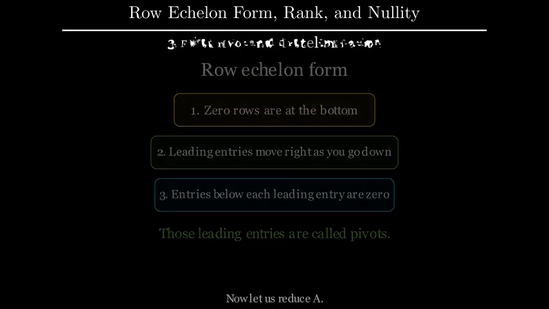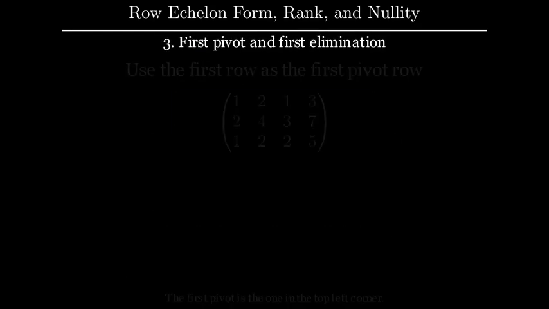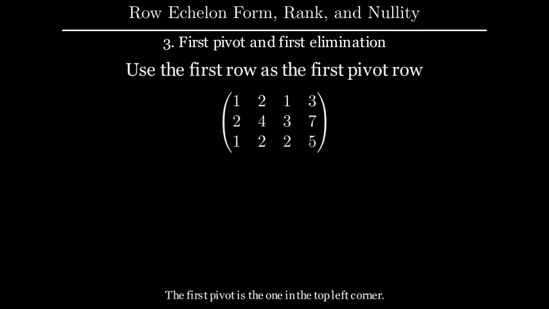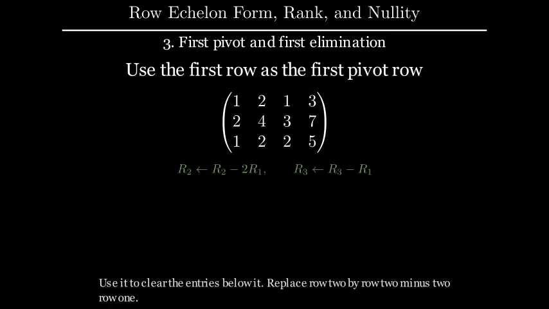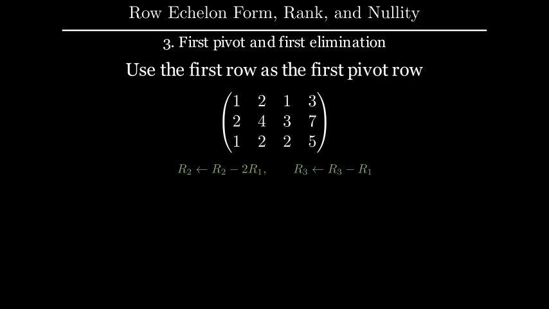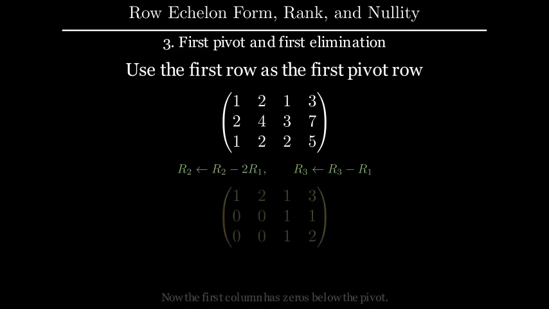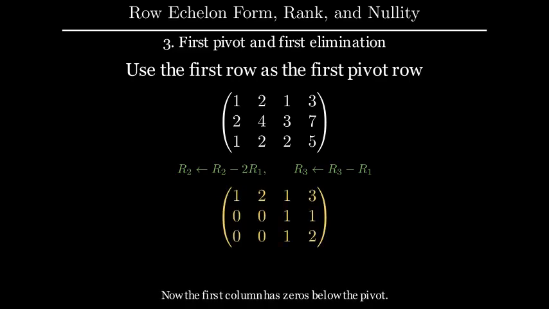Now let us reduce A. The first pivot is the one in the top left corner. Use it to clear the entries below it. Replace row 2 by row 2 minus 2 row 1. Also replace row 3 by row 3 minus row 1. Now the first column has zeros below the pivot.